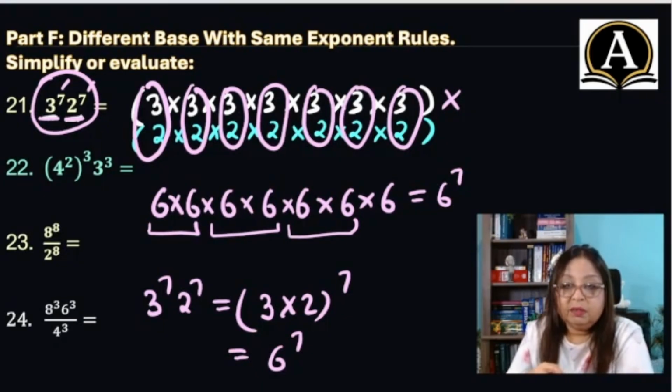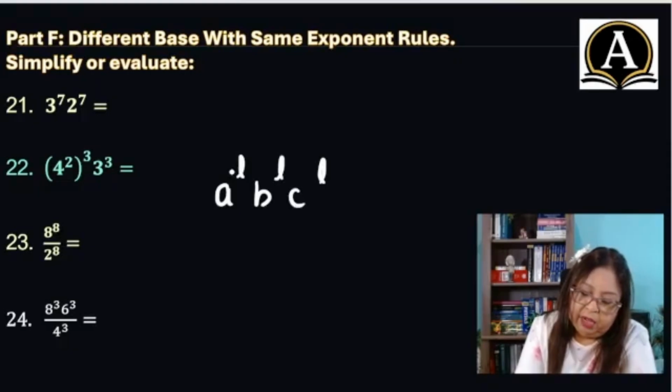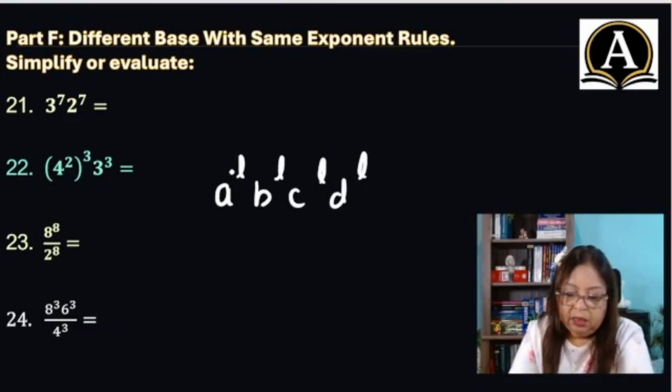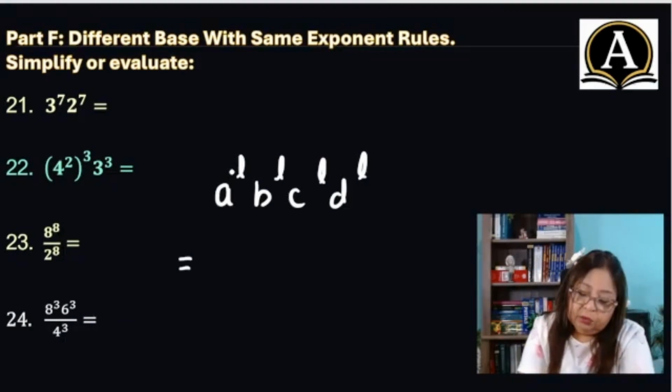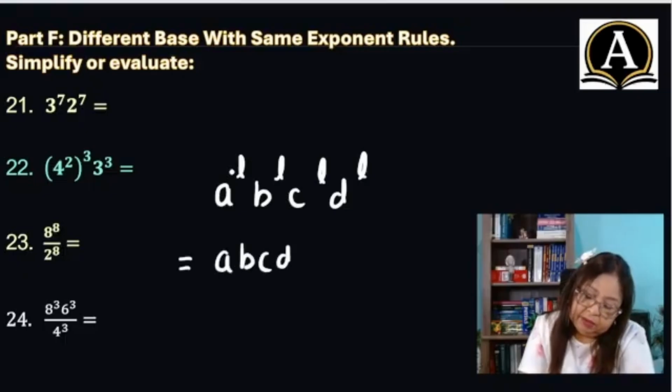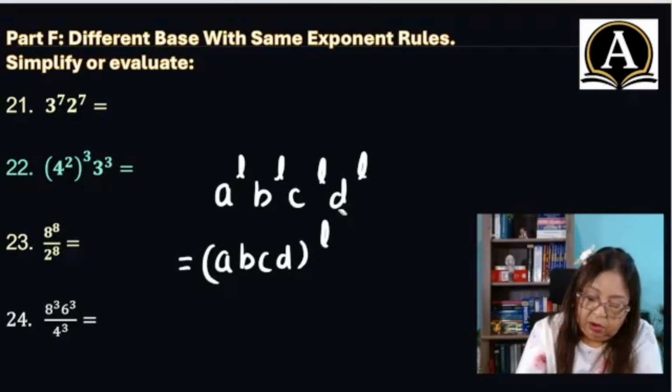So here you go. Let's say you have a to the power L, b to the power L, c to the power L, d to the power L. A, B, C, D. These numbers could be different in general. They do not have to be, but they could be. All you have to do is multiply these bases and raise them to the common power L. That's all you have to do. All right.